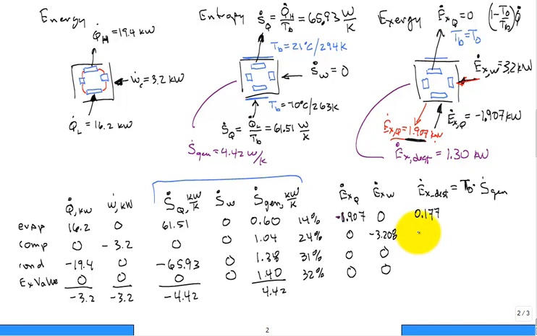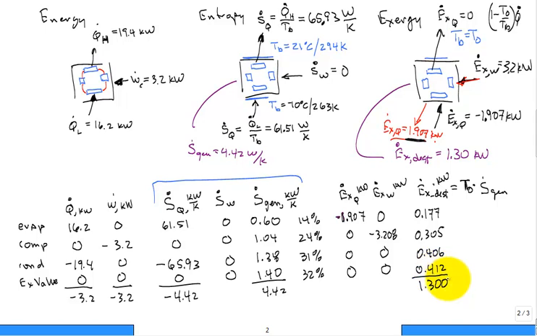It's 0.305, 0.406, and 0.412. Okay, I didn't put my units again. What are the units on these? Kilowatt, kilowatt, kilowatt. All those have the same units, kilowatt. Okay, and so when we add this up, what does it come up to? It comes up to 1.300 that was destroyed.